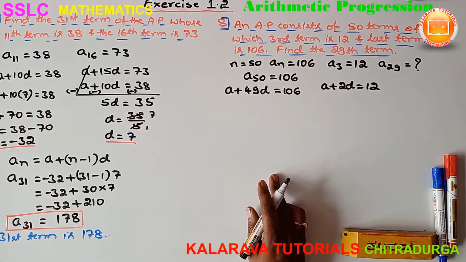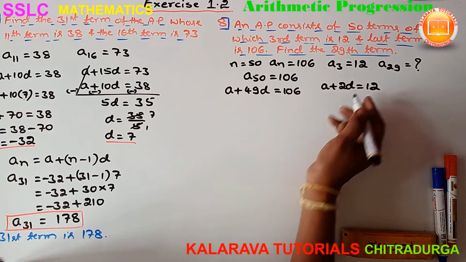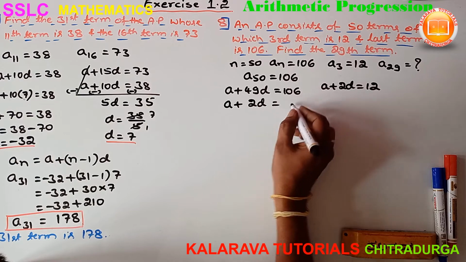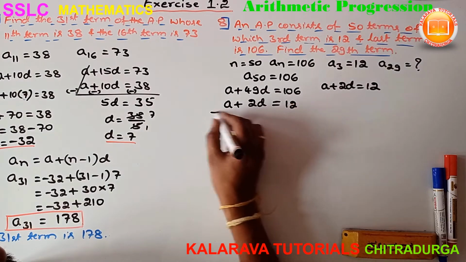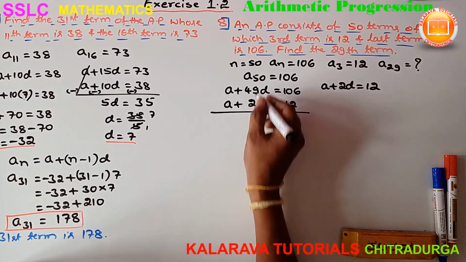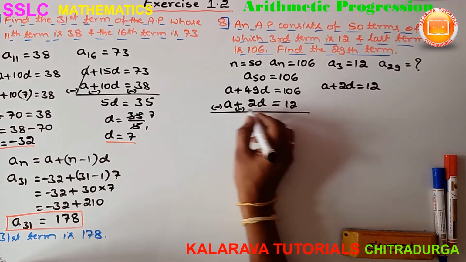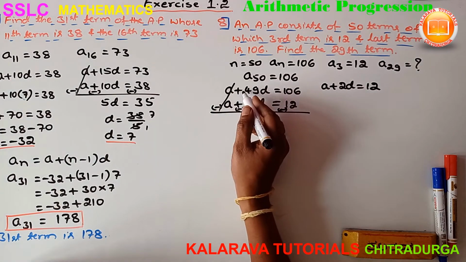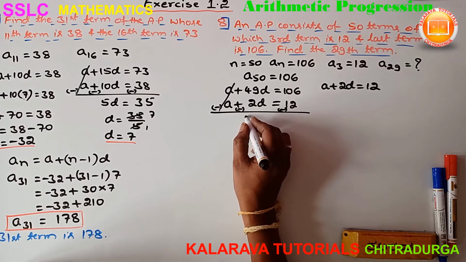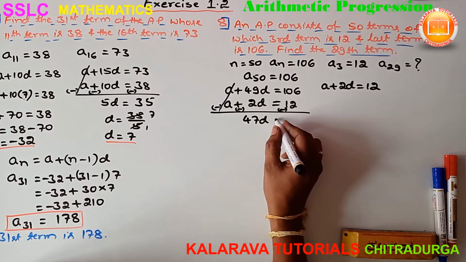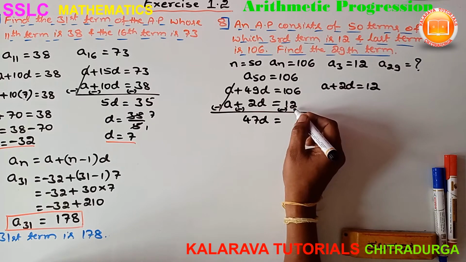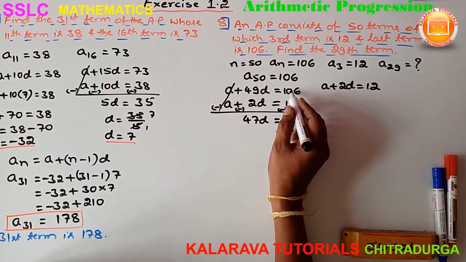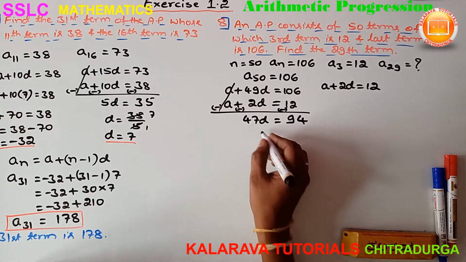Now there are two linear equations, so we have to take these two equations at a time. I take this equation below this one, A plus 2D is equal to 12. Now by subtracting this equation from this one, all the signs are changed: minus, minus and minus. So here A and A get cancelled. That is plus 49, minus 2, so that gives you 47D. That is equal to, by subtracting 12 from 106, 6 minus 2 is 4, and 10 minus 1 is 9.